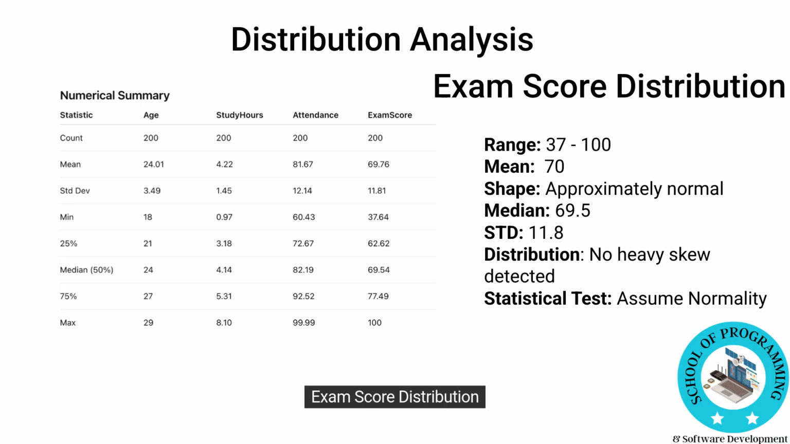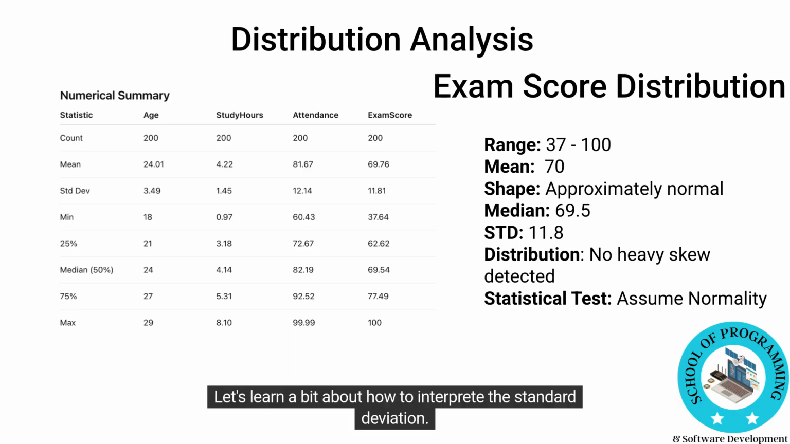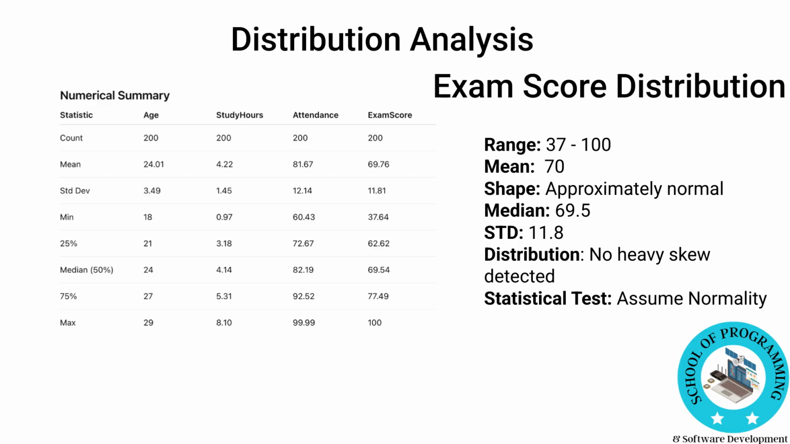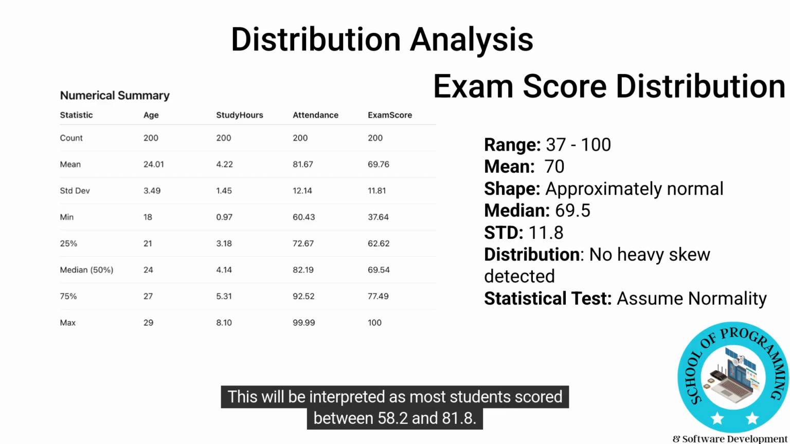Exam score distribution: range 37 to 100, mean 70, median 69.5, standard deviation 11.8, shape bell-shaped, meaning it is approximately normal. Let's learn a bit about how to interpret the standard deviation. In our data, the mean examination score is 70 and the standard deviation is 11.8. This will be interpreted as most students scored between 58.2 and 81.8.